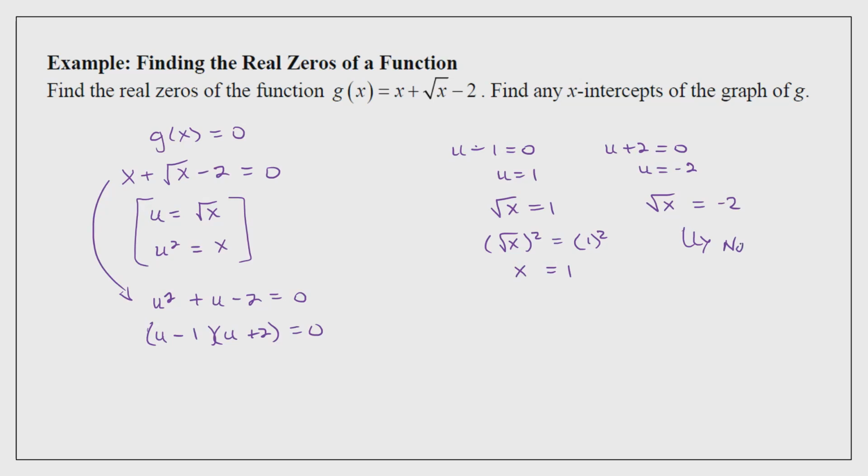So no real solution. Okay? So we only have one zero for this problem, and that's 1. And we only have one x-intercept, which is the point (1, 0). Okay, that is our answer to the problem. All right. Well, that concludes section 2.3.